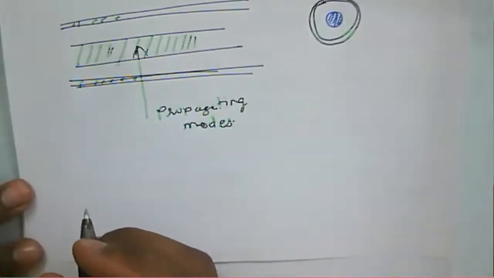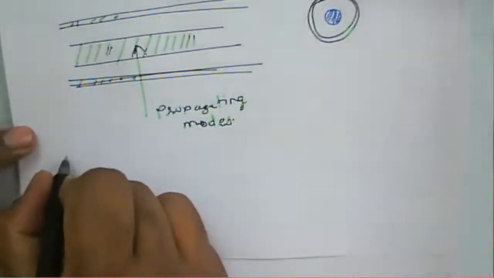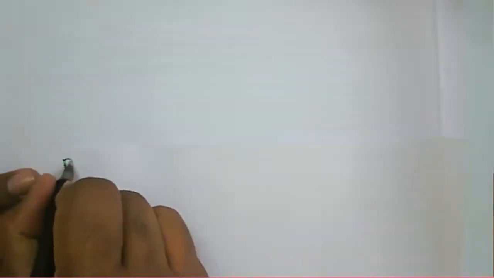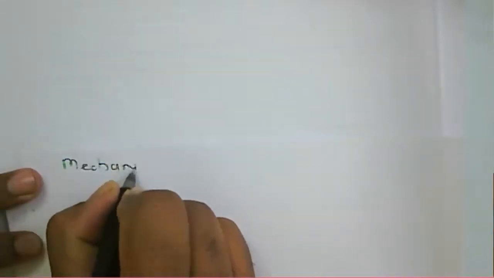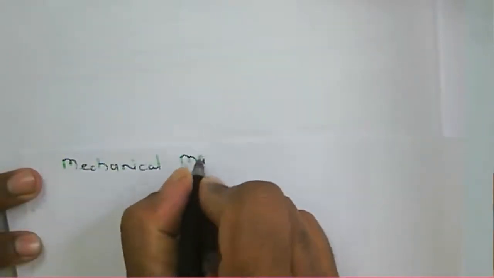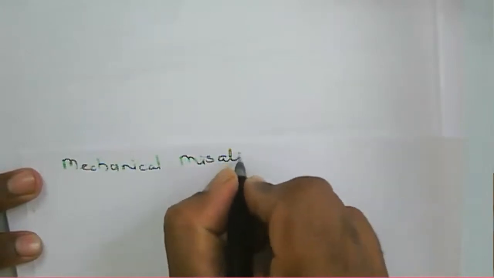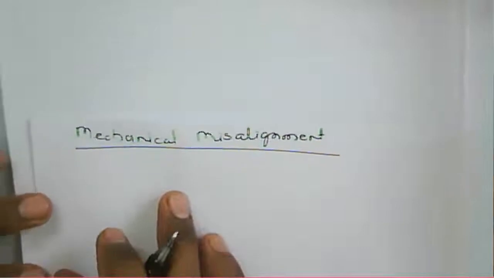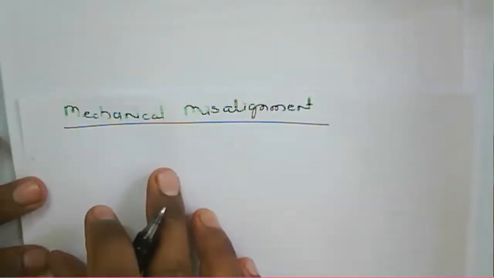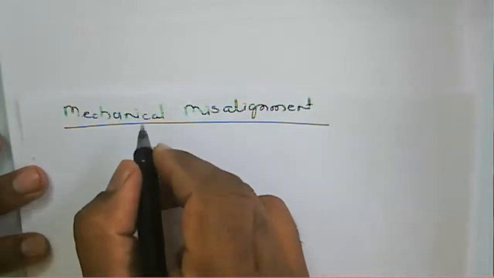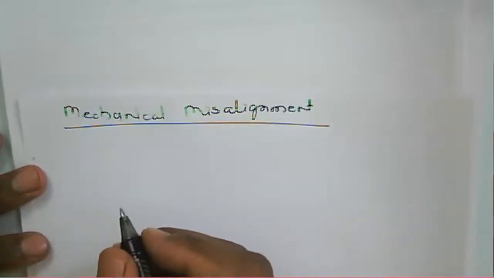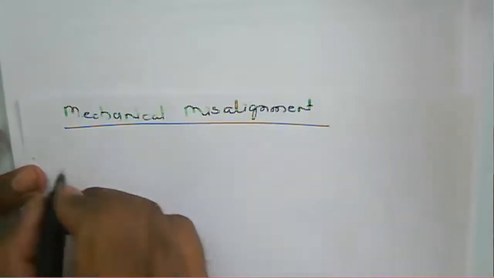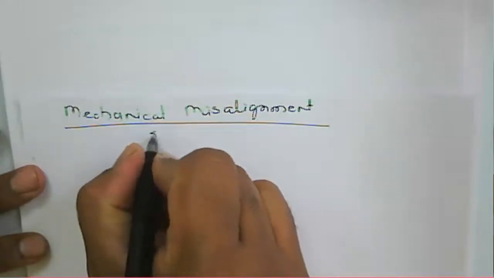Then another thing is what? A mechanical misalignment. That is another portion of the fiber to fiber joint. We need to learn about that mechanical misalignment, because when we consider these two fibers being connected, what will be the size of this particular fiber?